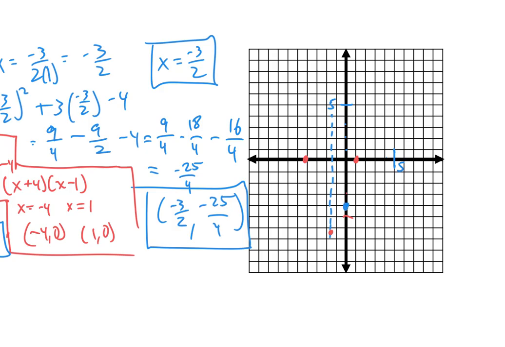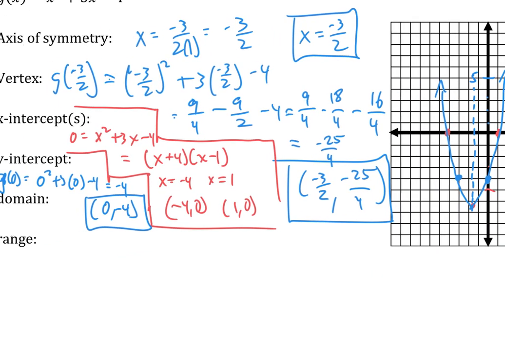0, negative 4 looks like right here. And we have a mirror image over here. So there's our parabola. A little funky because of the fractions. But that's the idea. Okay.